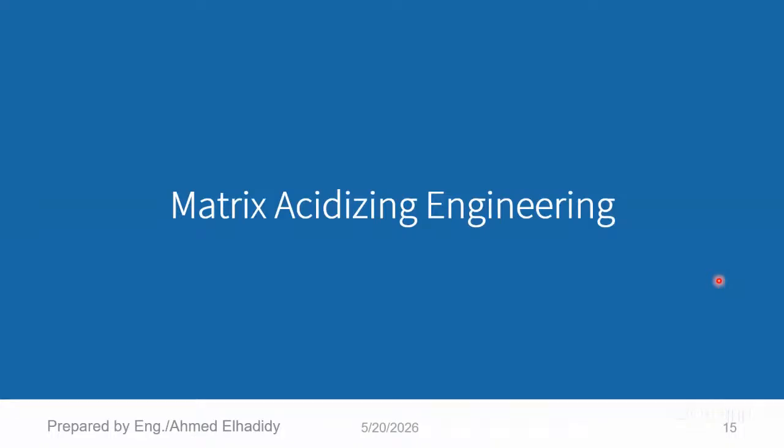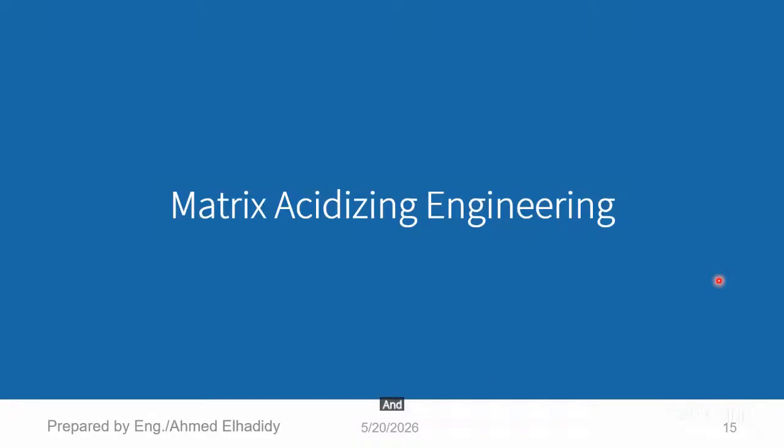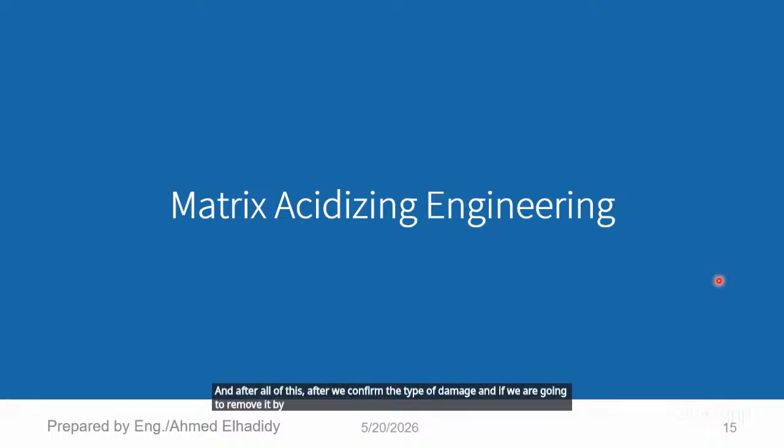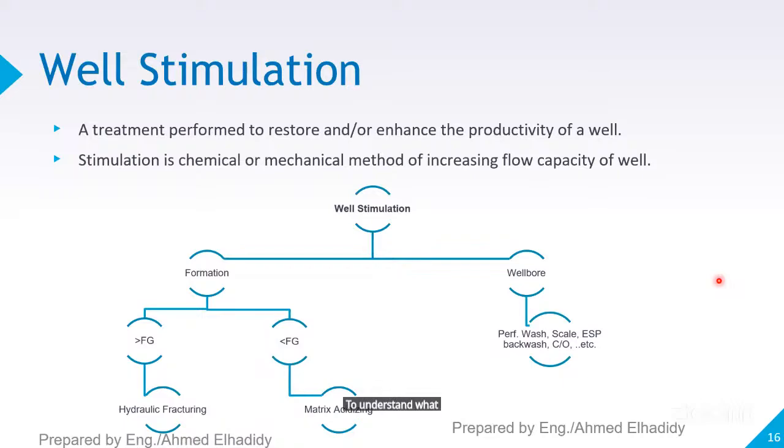So from all of this, we can conclude that the very important point is that we need to define the type of the damage and its location, and confirm this is actual damage, it's not a pseudo skin. And after all of this, after we confirm the type of damage and if we are going to remove it by well stimulation, we need to understand what well stimulation is.